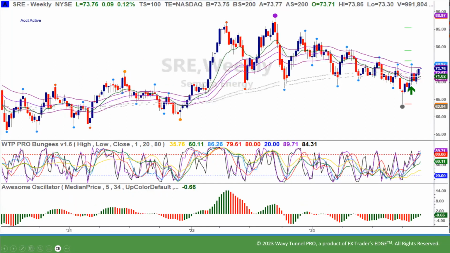And then finally, Sempra Energy, same kind of pattern. So you see that these patterns look pretty similar, don't they? You have the strong trend, and then you have the correction, and then you get the gray dot. So this is not the time to go long. This is the time to go long if you're going to go long.